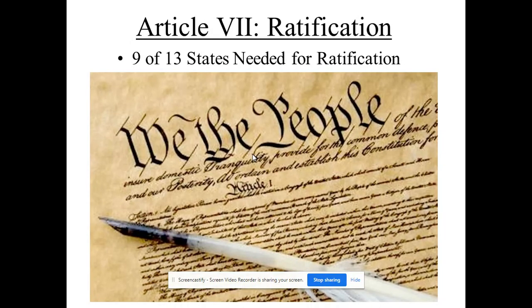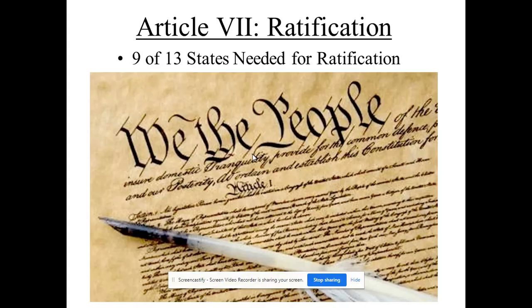All right, and then the last one, super simple. We've really talked about this one already. Article 7 is the ratification process to the Constitution. So in order for this Constitution to go into effect, 9 of the 13 states were needed. Anyone remember which 2 states they were waiting on? Remember, they got 9. New Hampshire became the 9th state, but they were still waiting on 2 more states.